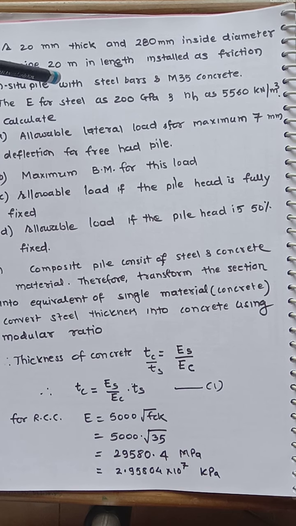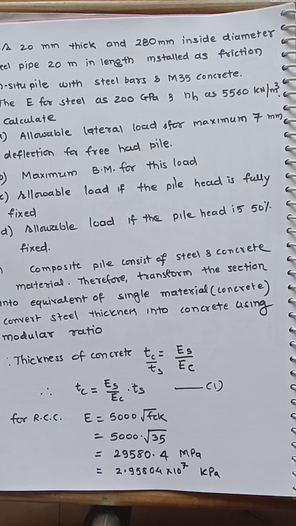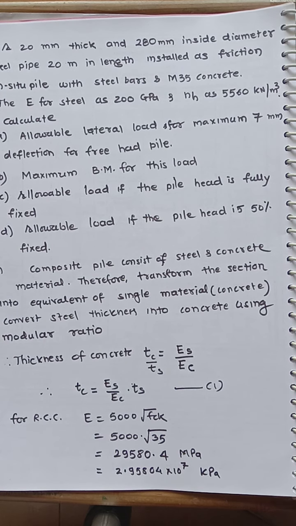It is a pile with a liner. This pipe is called a liner, along with concrete as RCC. The steel cage is inserted, and then it is cast with M35 concrete. The E value for steel is given as 200 GPa, and the coefficient of subgrade reaction is 5560 kilonewton per meter cube.